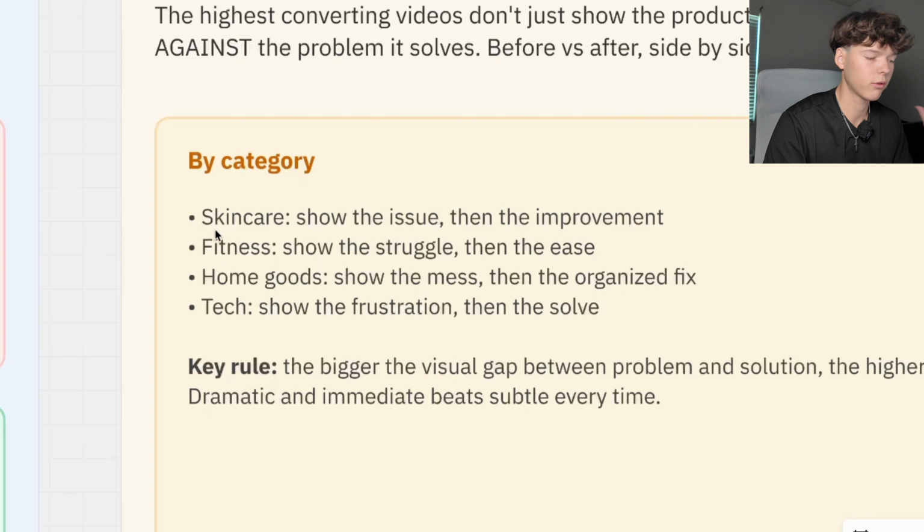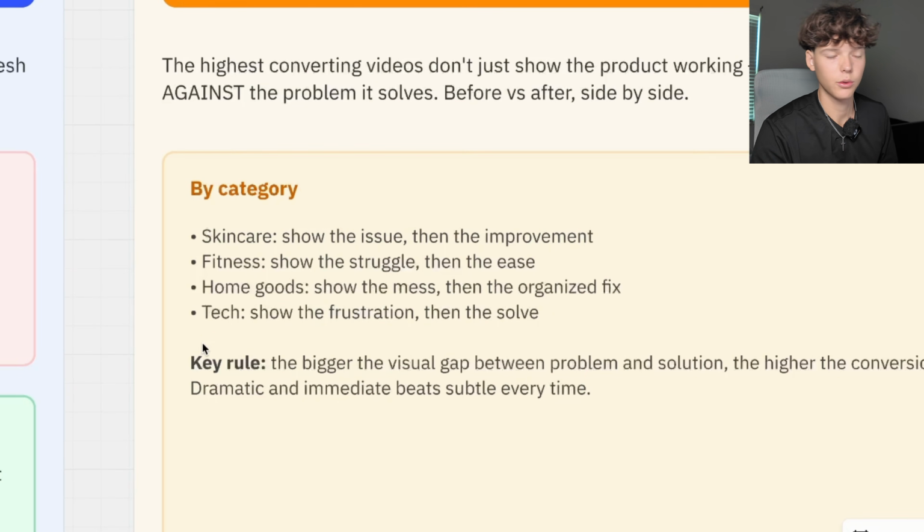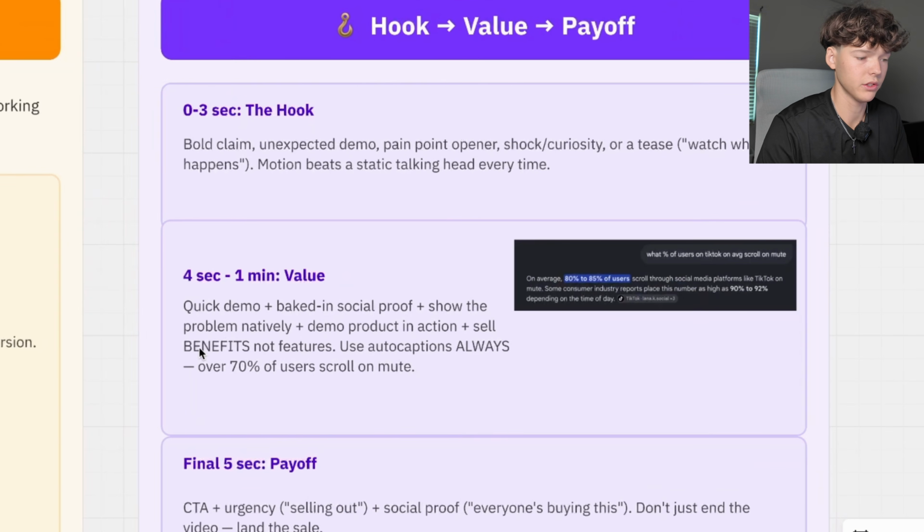Like you can easily show before and after differences with skincare, fitness, home goods, tech problems. For a lot of products, you also can't really do that, so it's not gonna be easy to convert with that product, which we're gonna be getting into soon. Now it's just the proven video format, which is the hook, go into the value of the product, and then the payoff you'll get from it.